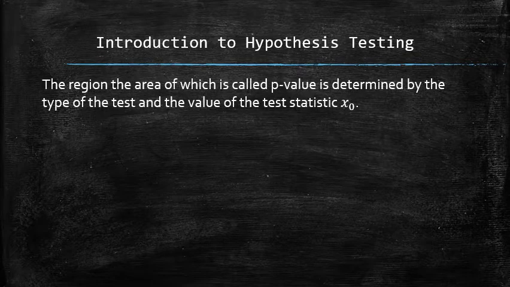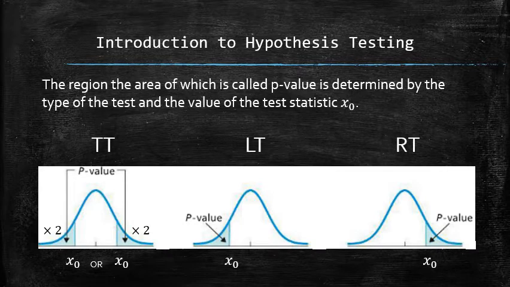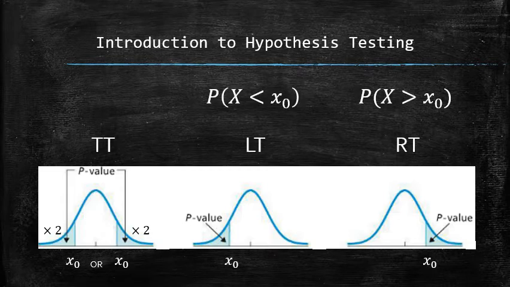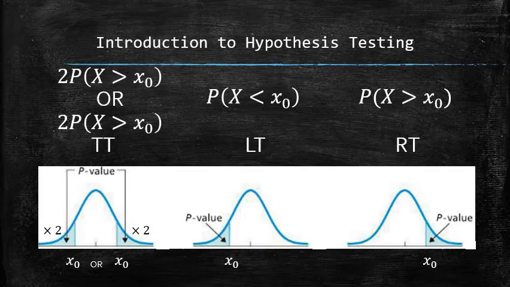The region, the area of which is called p-value, is determined by the type of the test, and the value of the test statistic x0, as shown below. Symbolically, the p-value can be expressed in the following way. In the right-tail test, it is the area to the right of the test statistic. In the left-tail test, it is the area to the left of the test statistic. In the two-tail test, it is the area to the left or the right, whichever one is smaller, multiplied by 2.